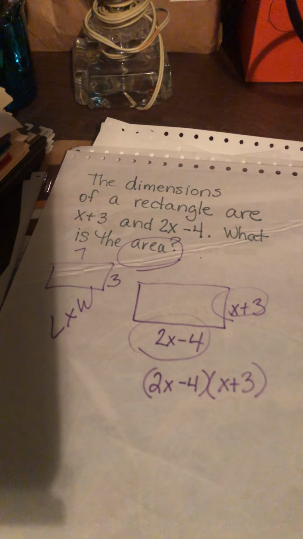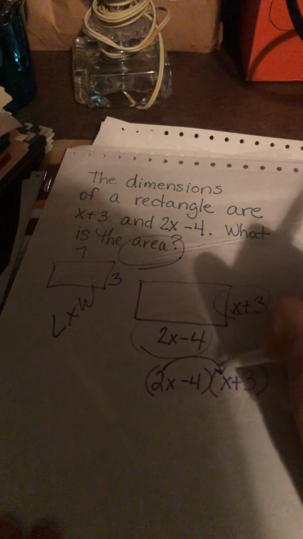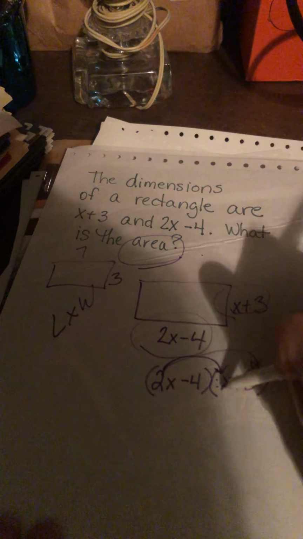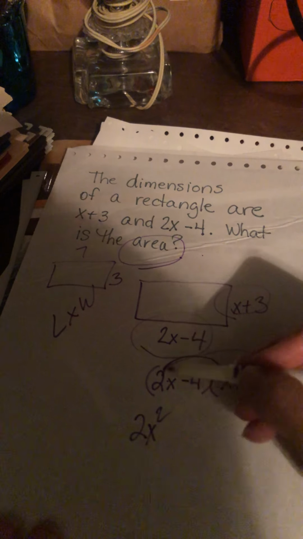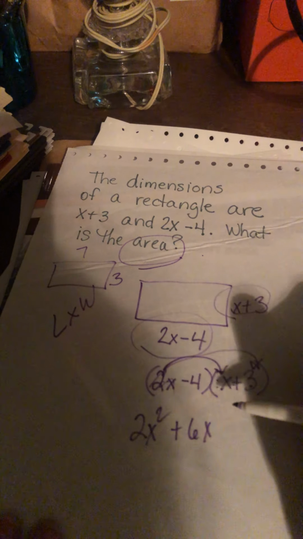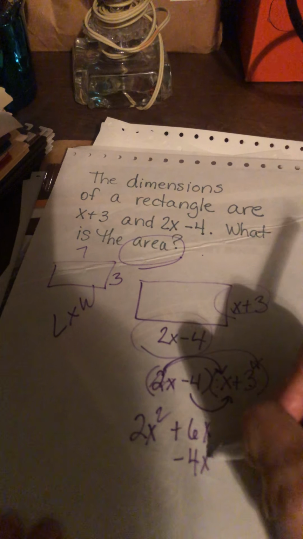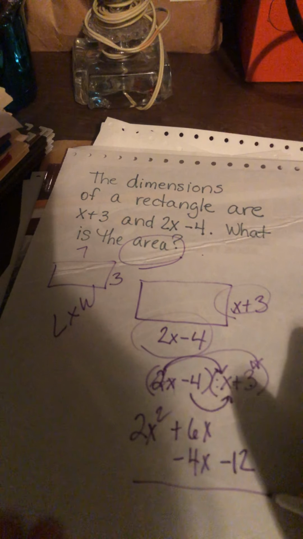Wow, after doing the lesson, that doesn't look too hard. I bet if I would have put this up first, you would have been like, I can't do this. But yeah, you can. You can now do this. So I'm going to take this and I'm going to multiply here and here. So I'm going to take 2x and times it by my 1x. 2 times 1 is 2. X times x is x squared. 2x times 3 is 6x. Done with this. Negative 4 times x, negative 4x, negative 4 times 3, negative 12.